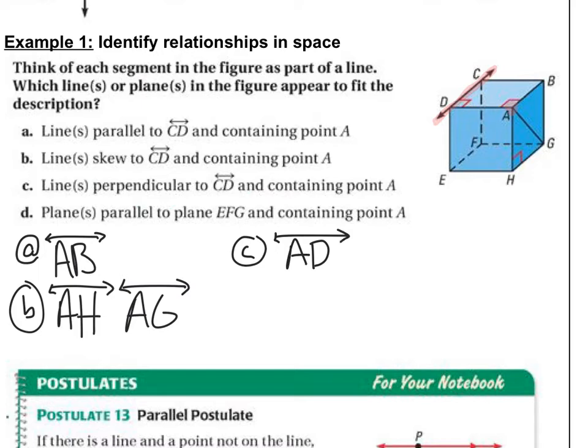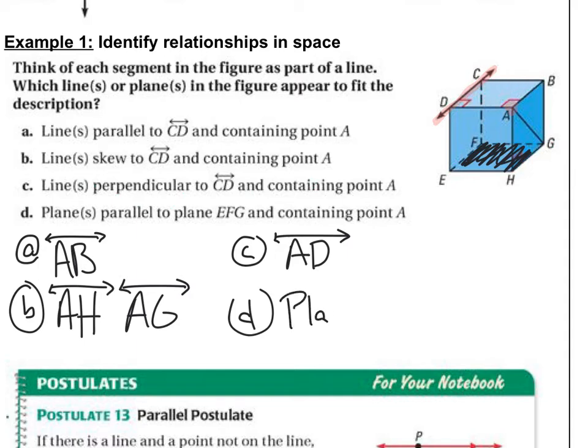And last but not least, letter D. Any planes parallel to plane EFG and contain the point A. So EFG, if you're struggling to see what that is, it's the bottom of the box here. So if there's any planes parallel to that one that have to contain point A, if it's the bottom of the box, the only one that's going to be parallel to that is going to be the top of the box. And to name that, we have to name it with 3 points.